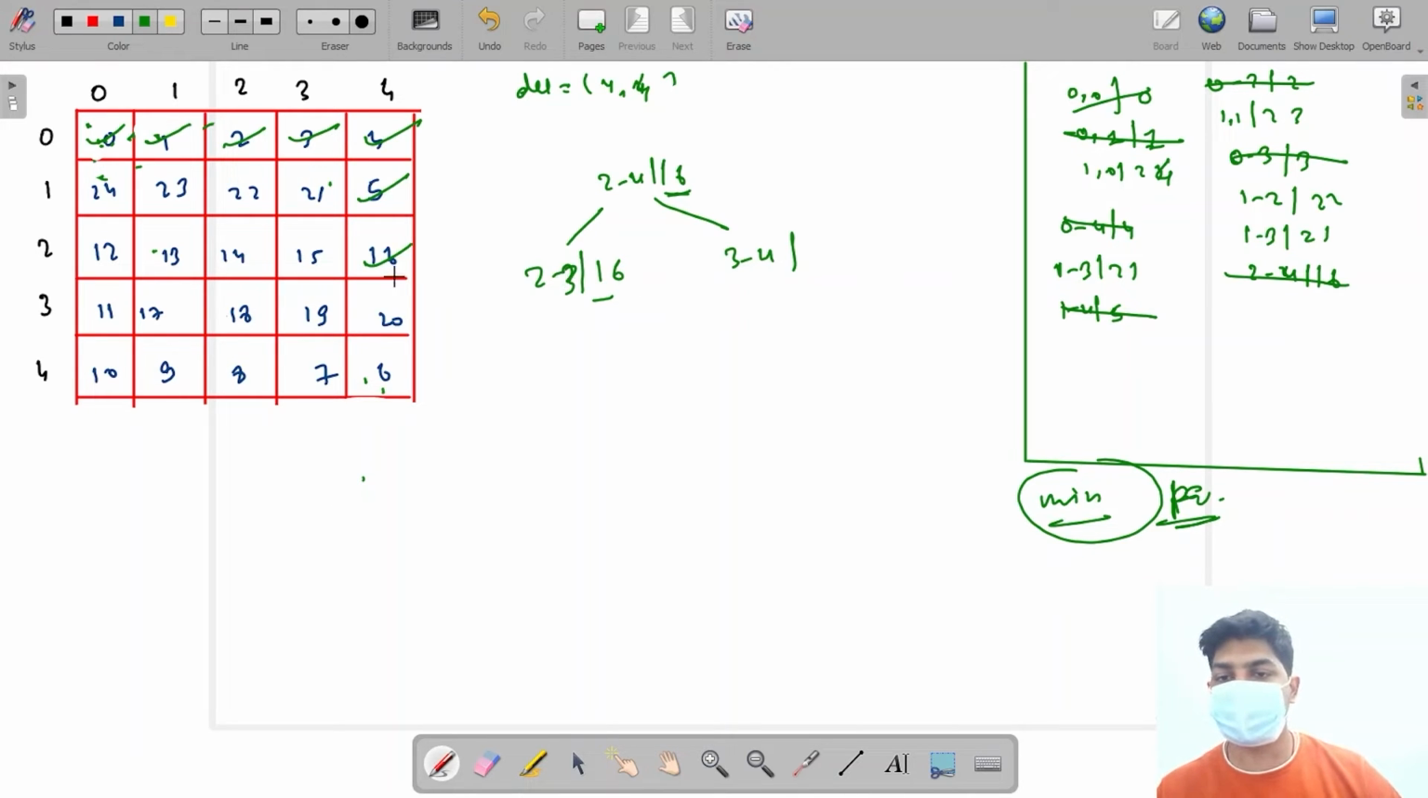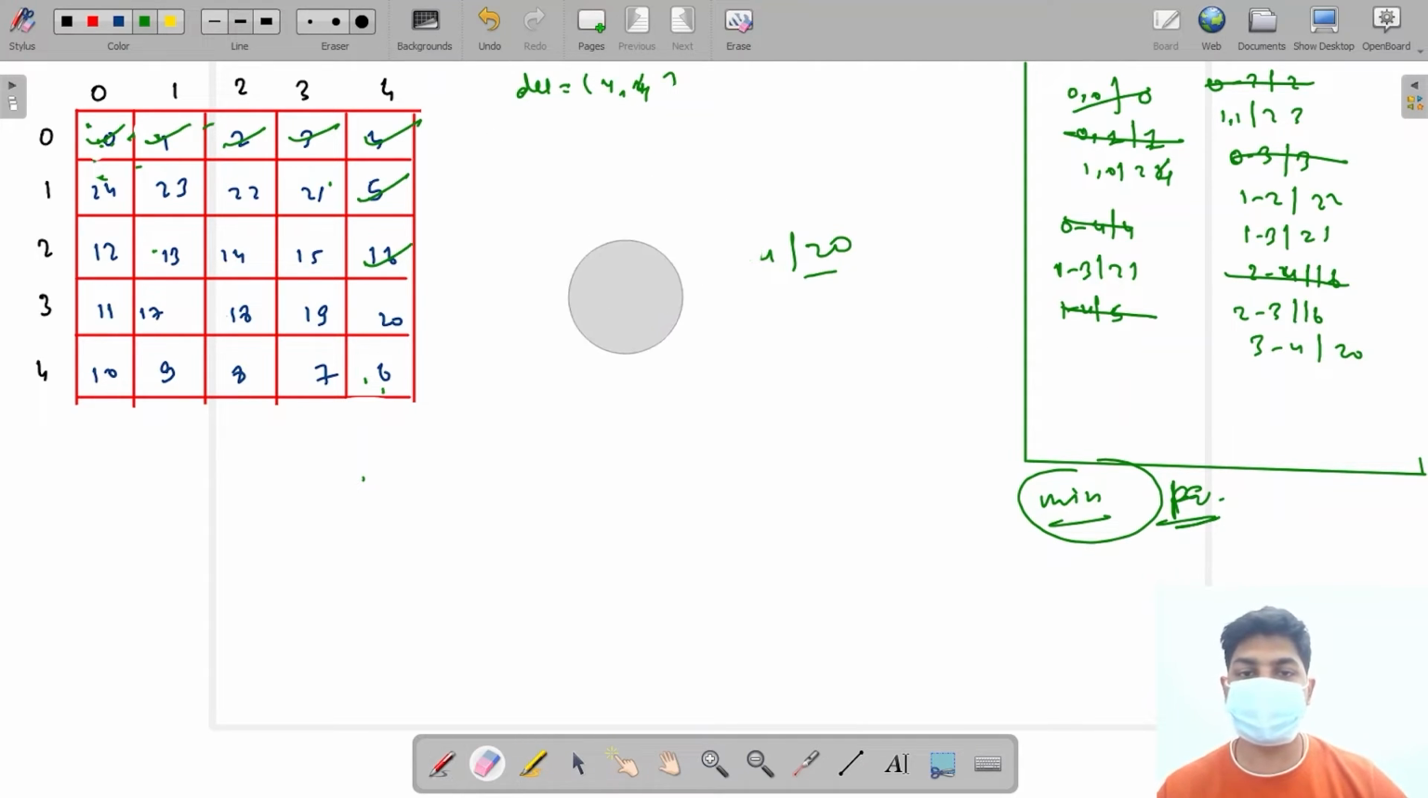Okay. And for 3 comma 4 it is at height 20, it is greater than 16, so the maximum time it will take in our path is what? 20 only. So we'll update over here. Okay, now let's add these into the queue. So 2 comma 3 with 16 and 3 comma 4 with 20. Okay, now remove the next minimum element. It will be what?